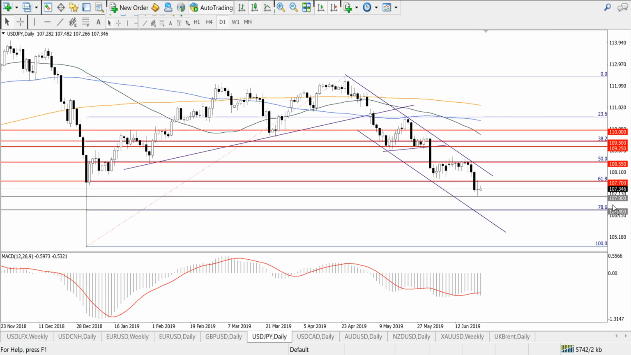Dollar yen found support around 107 and is trying to recover. Recovery is possible towards 107.70 and higher to the 108 area, but the pair is surely in a downtrend as long as it stays below the 108.55 mark, and a decline below 107 will open the way down to the 106.40 level.